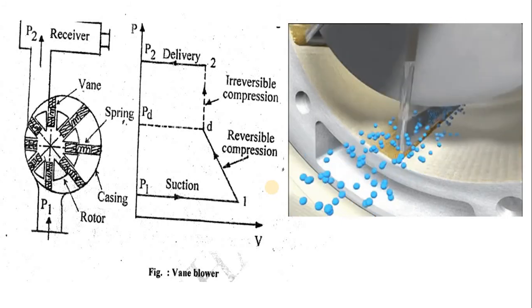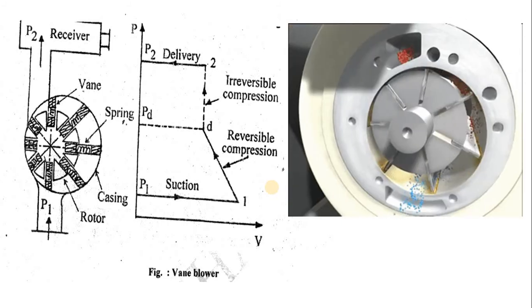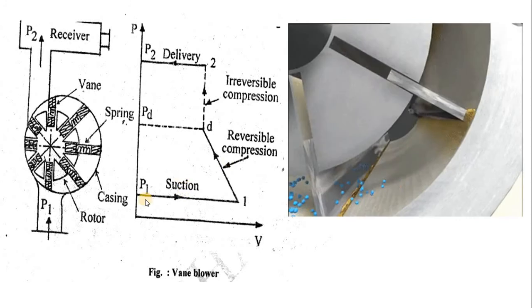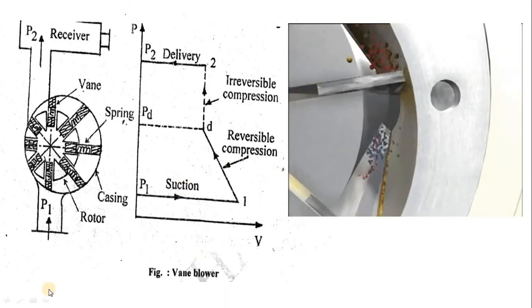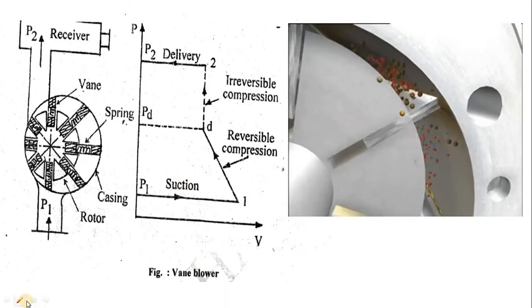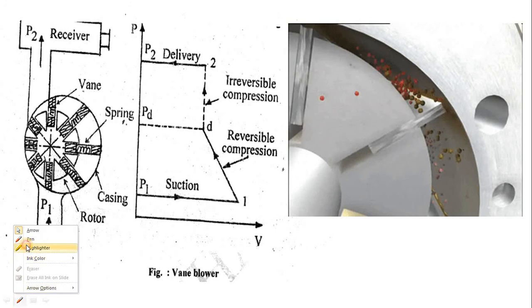Similarly, the next important rotary compressor is the vane blower compressor. Okay, so this is the vane blower compressor. These are some important parts of the vane blower compressor. Most important is the casing, then the rotor, and that rotor is eccentric. Here you will get an idea that the axis is offset.